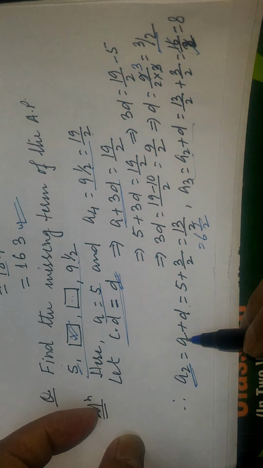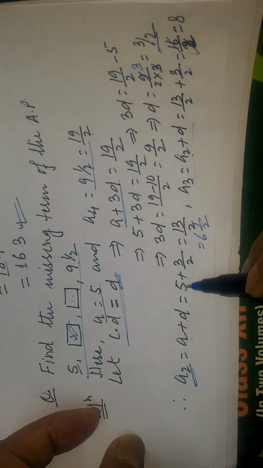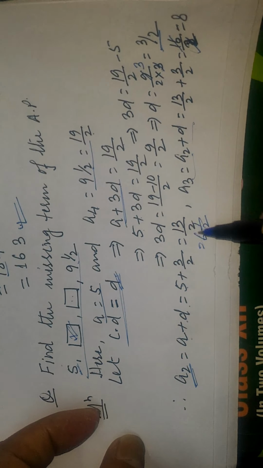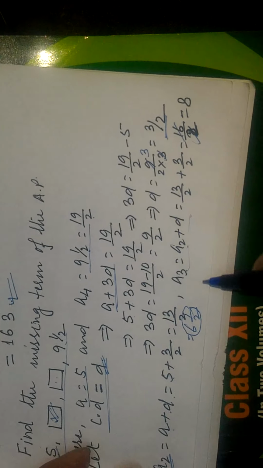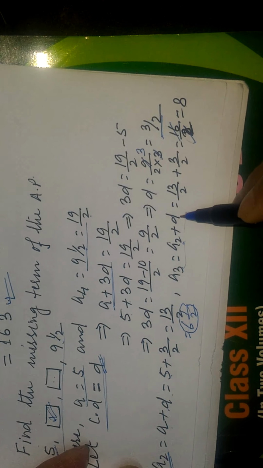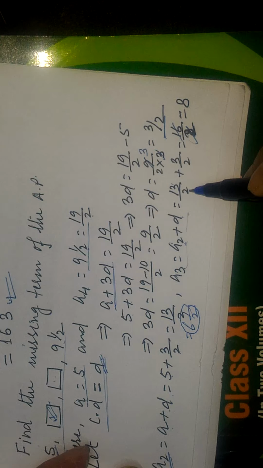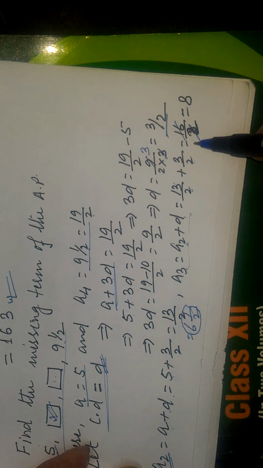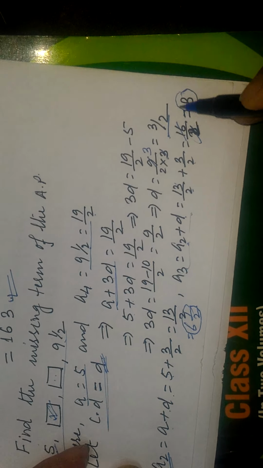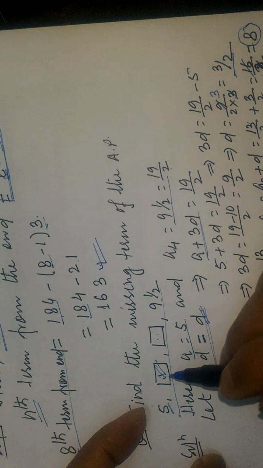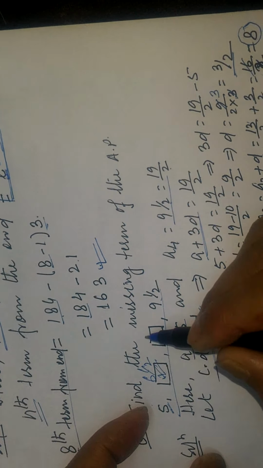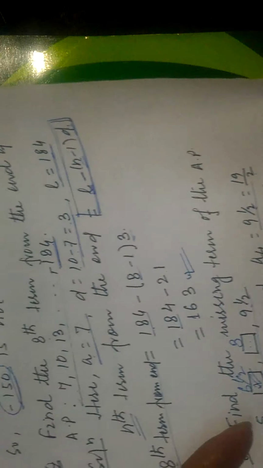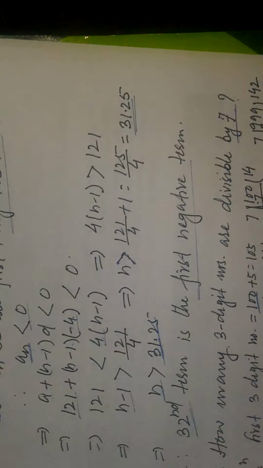So a2 is what? a plus d. a is 5 plus 3 by 2. So it is 13 by 2. It can also be written as 6.5. a3. What is a3? a2 plus d. a2 we have got 13 by 2 plus 3 by 2, 16 by 2, and that gives you 8. So we can write the missing terms. Here it is 6.5 and this is 8. So this is how we can find out the missing terms.